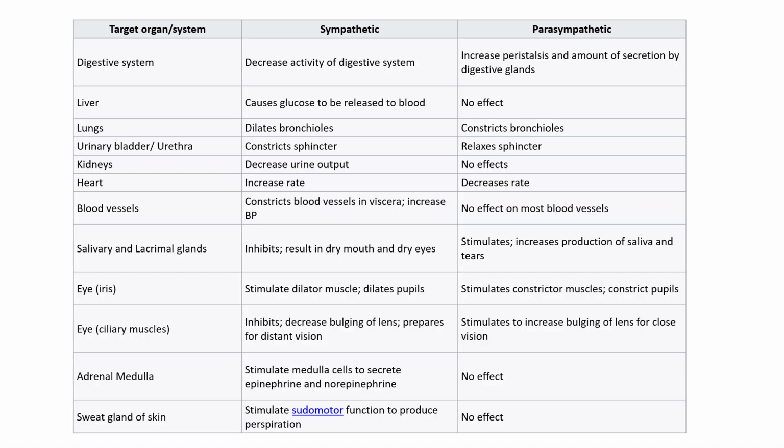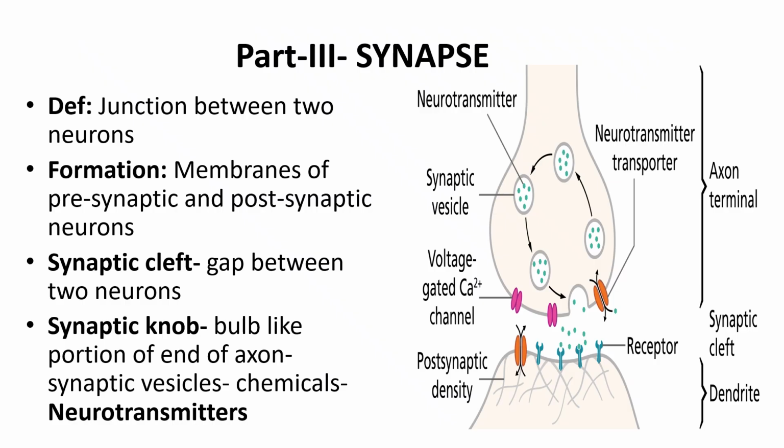This is a chart showing the actions of the sympathetic and parasympathetic nervous system on different body parts or systems. Part 3, that is synapse and reflex action.